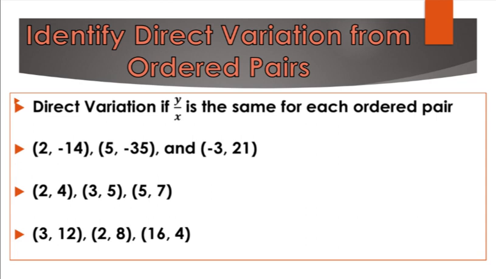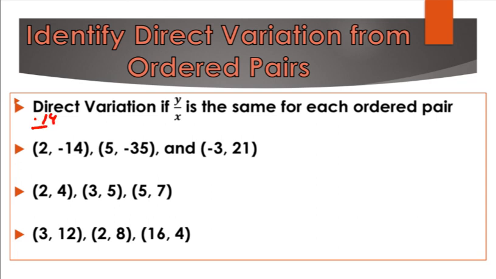Moving on to the next kinds of examples. Identifying direct variation from ordered pairs. So here, they're going to give us the ordered pair, and we're just going to take our y value and divide by our x value. For it to be direct variation, all 3 pairs of ordered pairs must have the same constant. If one is different, it's not direct variation.